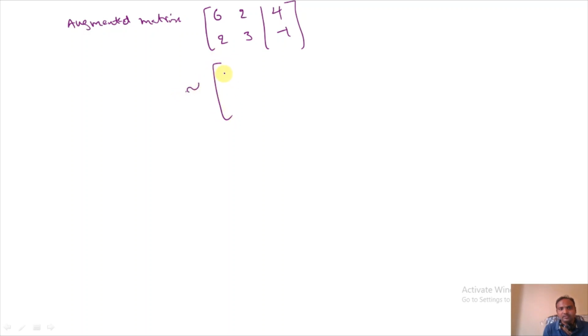This is equivalent to, converted to this: 0, 6, 2, 4, multiplied with 3, 0. That means apply R2 equals 3R2 minus 2R1. 9 minus 2, 7. Minus 3, minus 4, minus 7. Is it correct? 9 minus 2, minus 3, minus 2.